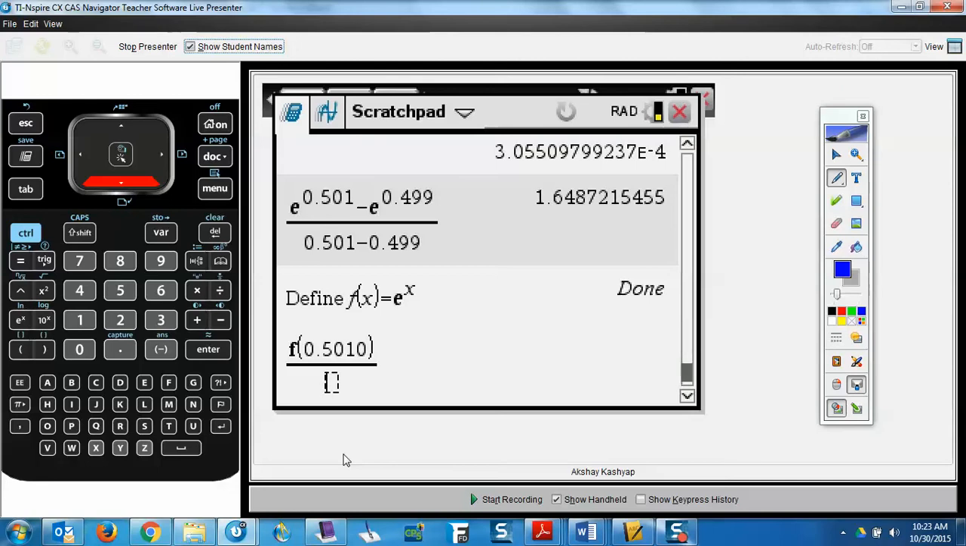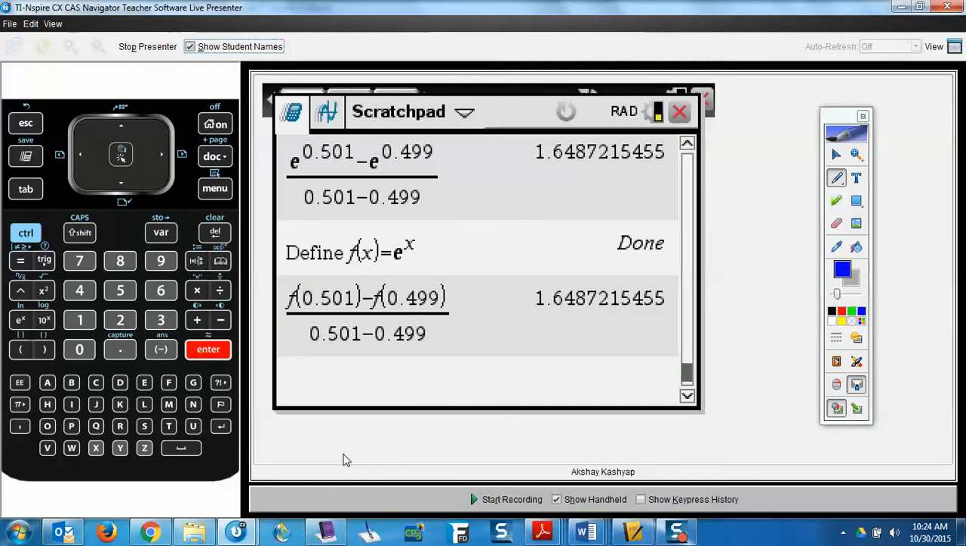Oh, I'm sorry. Do this right here. So go back up here, Akshay. Minus f of 0.499 over 0.501 minus 0.499. And now if your function was this big complicated thing, with multiple pieces and parts to it, then you would still have this nice easy thing to type in.